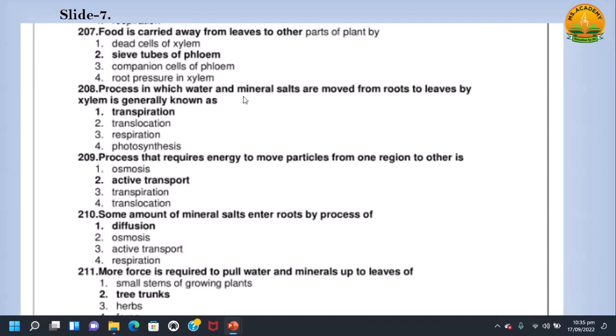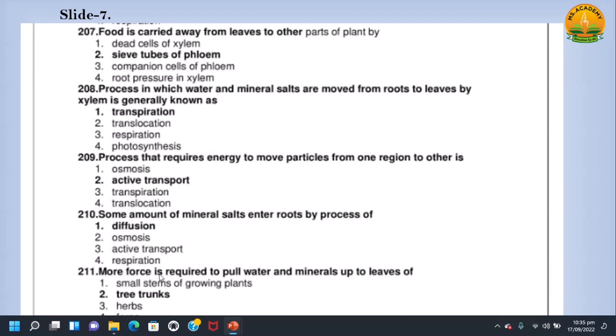The process in which water and mineral salts are moved from roots to leaves by xylem is generally known as, right option is 1, transpiration. The process that requires energy to move particles from one region to another region is, right option is 2, active transport. Some amount of mineral salts enter roots by the process of, right option is 1, diffusion.